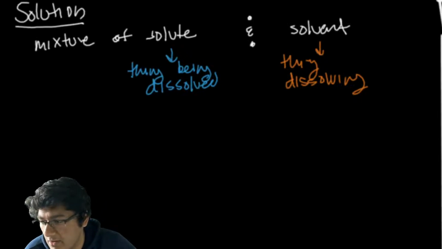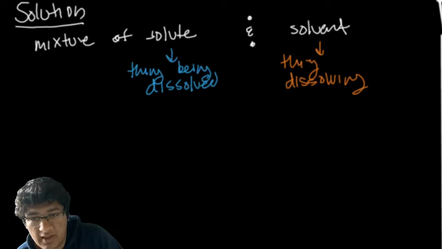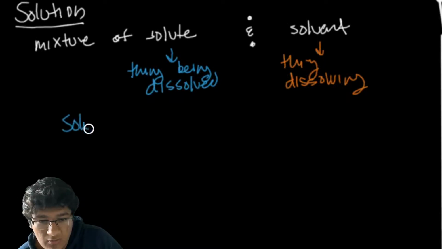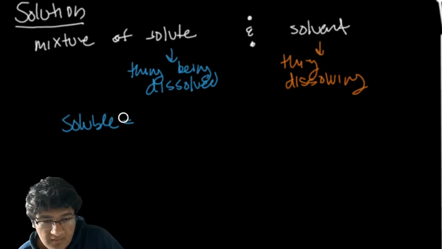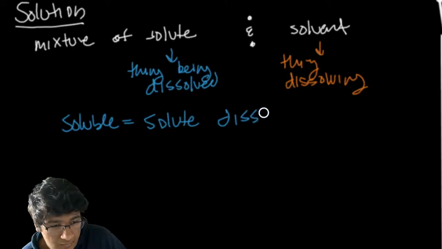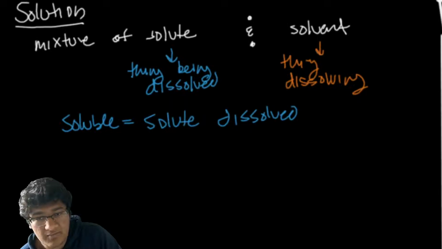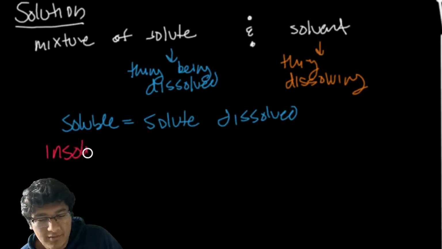but whatever, it works. Something that is soluble means that the solute dissolved completely in the solvent. And insoluble is exactly the opposite, and I mean, come on, you should probably know this. Insoluble means the solute did not dissolve.